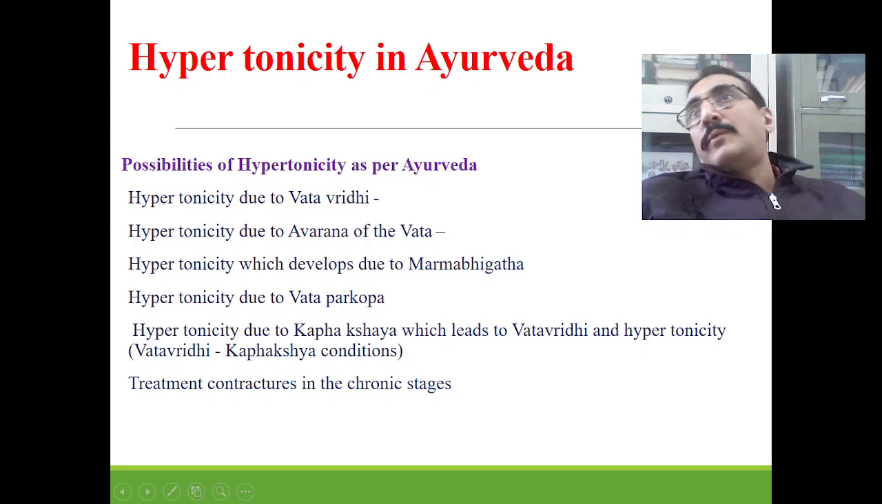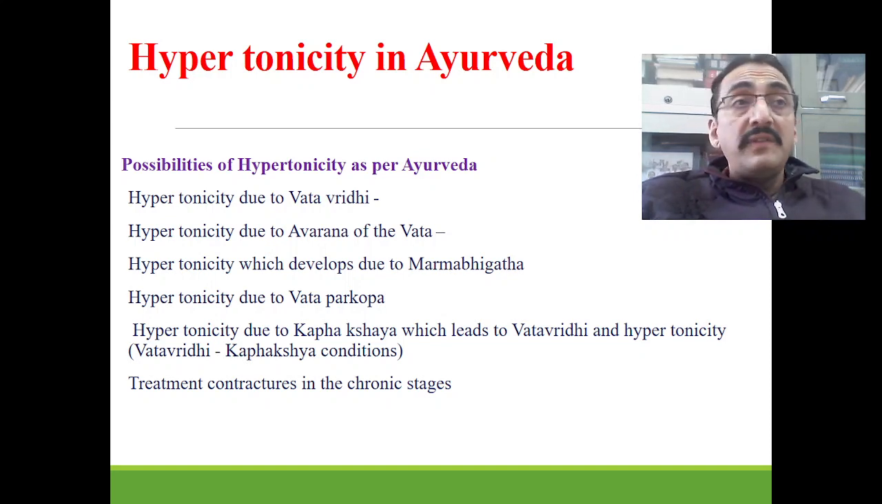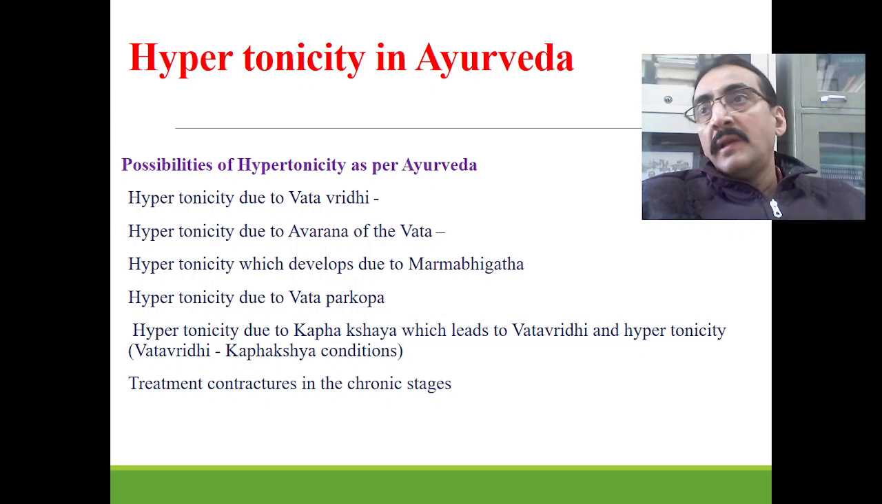Now, hypertonicity or spasticity, contracture, deformities, these are the major problems in cerebral palsy. So now we will target only this particular point, how to correct it. When I talk about hypertonicity in Ayurveda, the possibilities are, number one, hypertonicity due to Vata Vriddhi. I can say it is increased Vata.